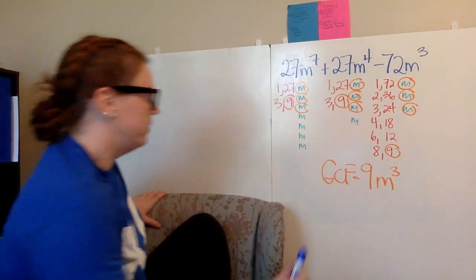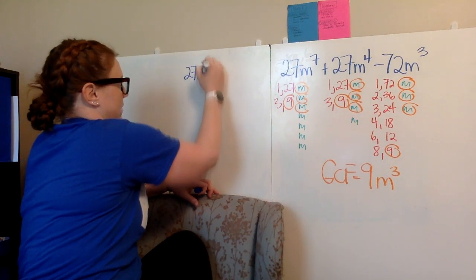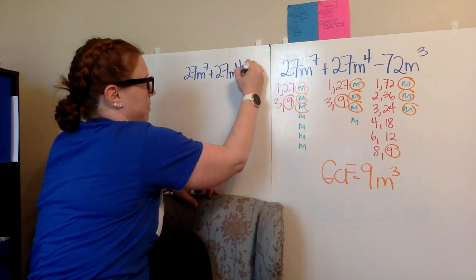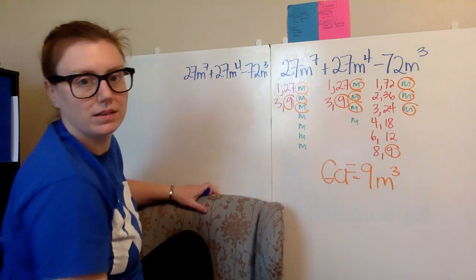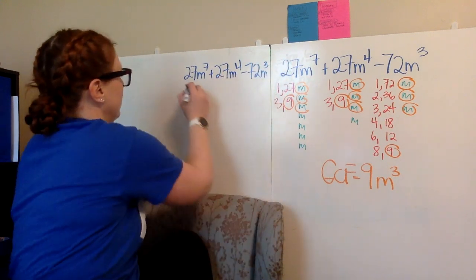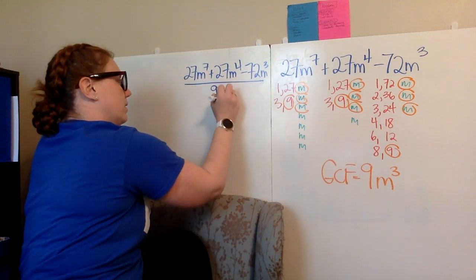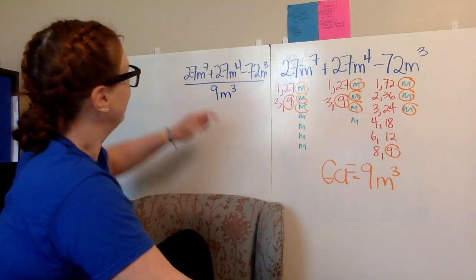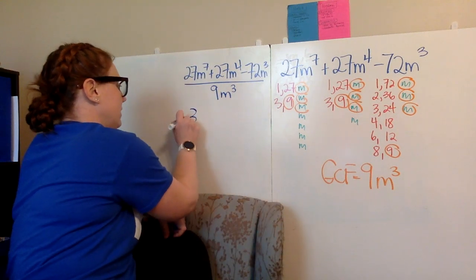Let's factor. 27 m to the 7th plus 27 m to the 4th minus 72 m to the 3rd. It's my original problem. I'm dividing by my greatest common factor, 9m to the 3rd. 27 divided by 9 is 3.